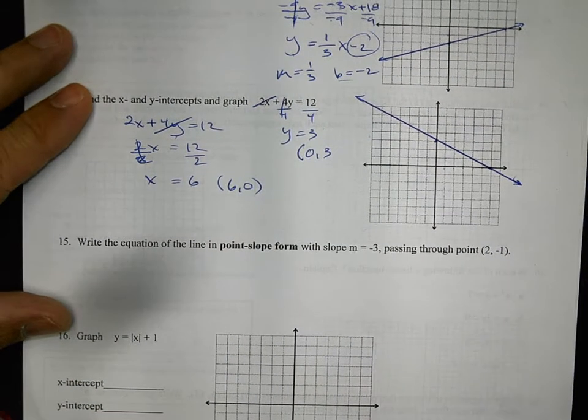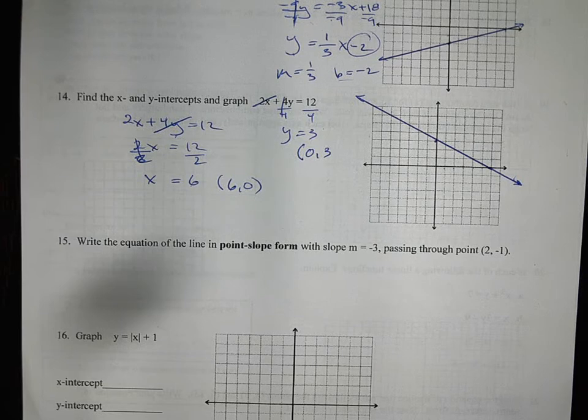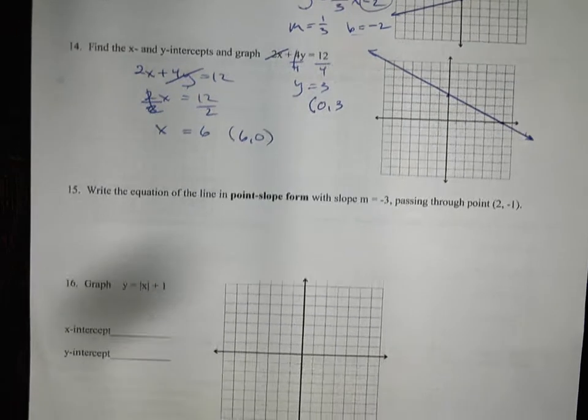Any questions on number 14? Okay. Finding the x and y-intercept. If you want the x-intercept, you plug in 0 for y. If you want the y-intercept, you plug in 0 for x. You're going to have to do that a couple times on the test.